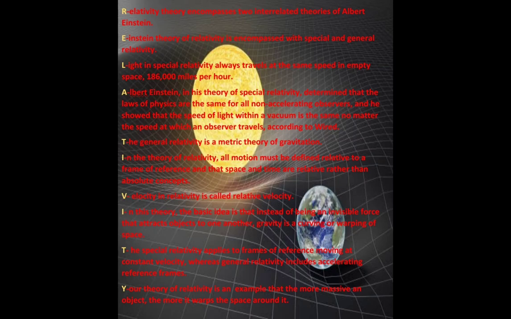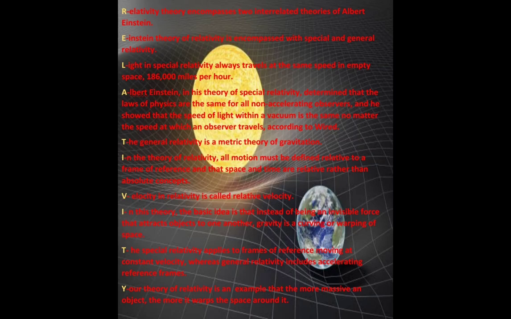E. Einstein's theory of relativity encompasses special and general relativity. L. Light, in special relativity, always travels at the same speed in empty space, 186,000 miles per hour.